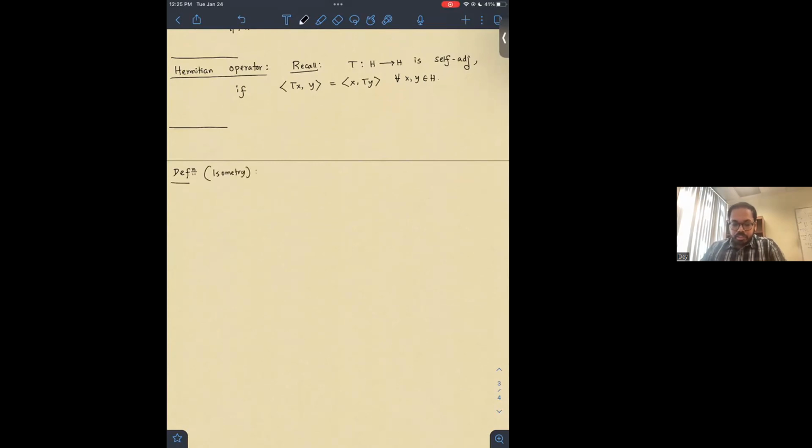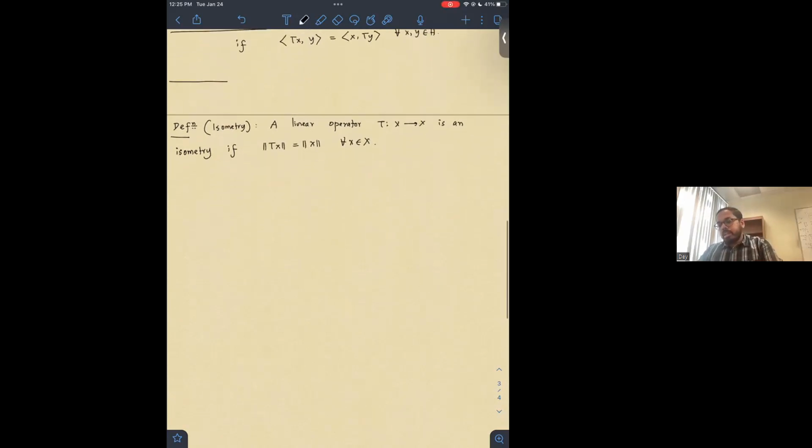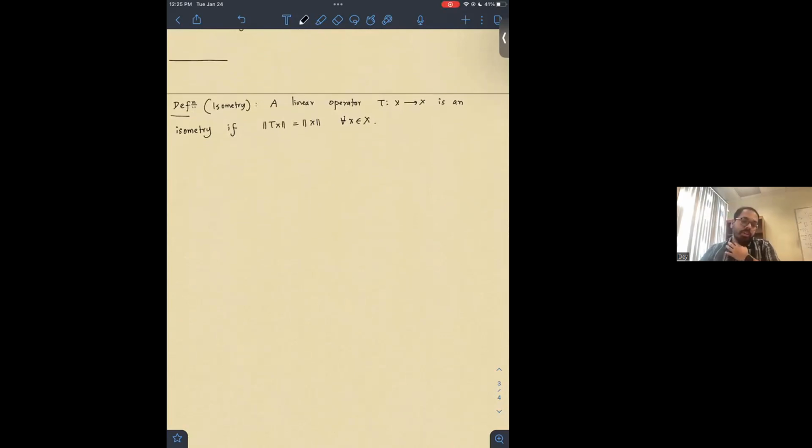So an isometry is a linear operator. A linear operator T from X to X is an isometry if the norm of Tx equals the norm of x. And for sure, isometries need not be linear, but the isometries that I'm going to consider in today's talk are all linear. And it is true by the Mazur-Ulam theorem that any isometry is actually real linear. But anyway, our isometries are linear.